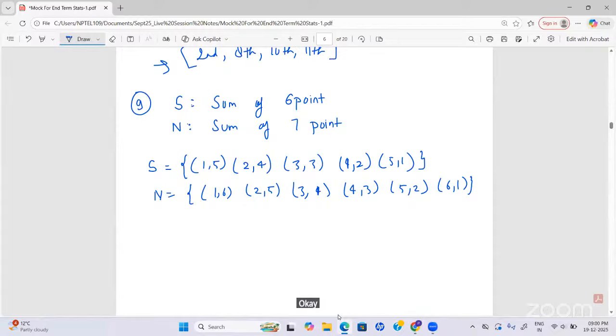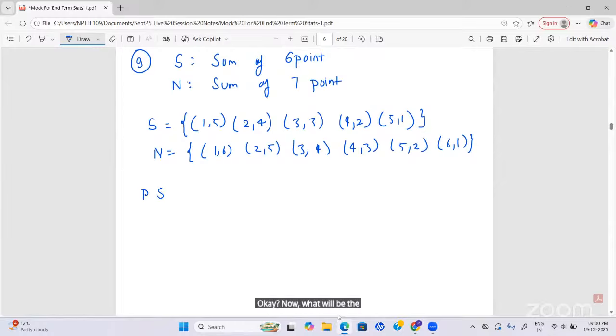Okay. Now, what will be the probability of S here? 5 upon 36. And this? 6 upon 36.